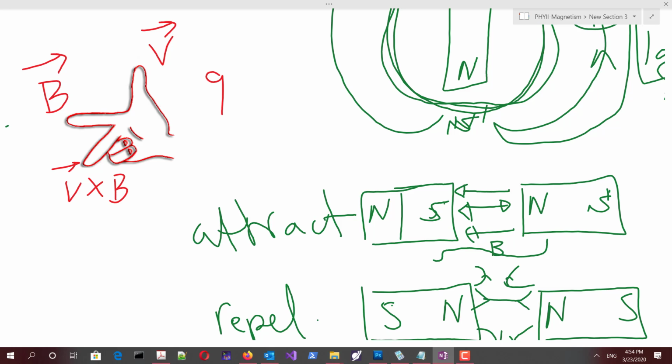If q is positive, then the magnetic force is going to be pointing in the direction of where the middle finger is. So you have to really remember that, because otherwise you're going to have this one backward.